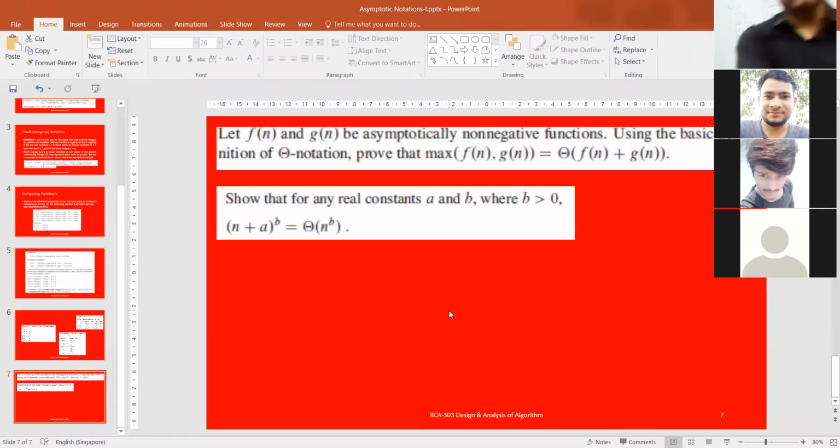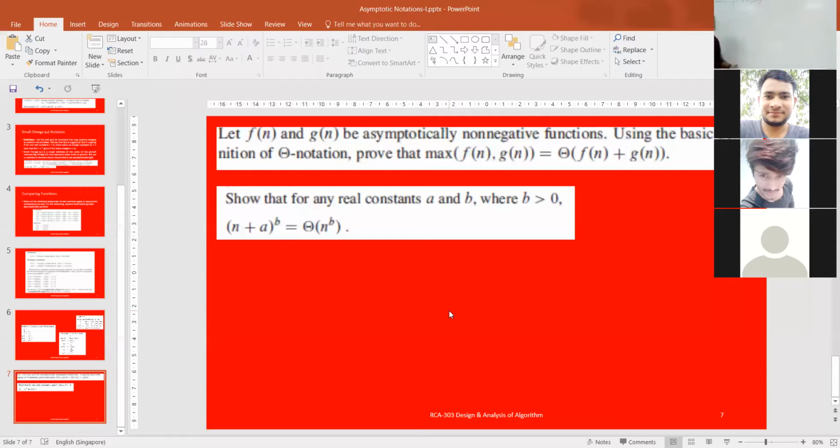There are two very classical questions. I'm going to explain the solution. Read the options by the time. The first question says that there are two functions f(n) and g(n) that are asymptotically non-negative, and we have to use the concept of theta definition to prove max of f(n), g(n) is equal to theta of f(n) plus g(n).